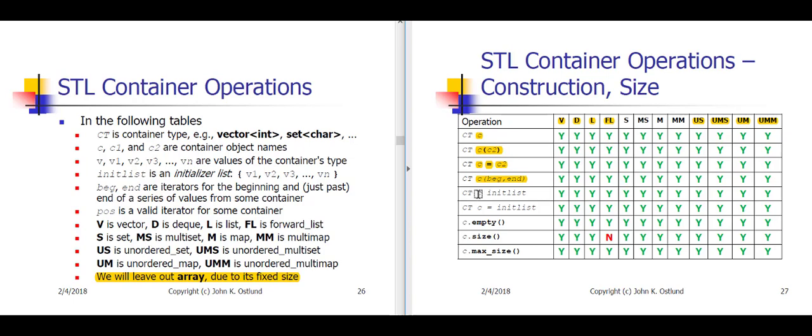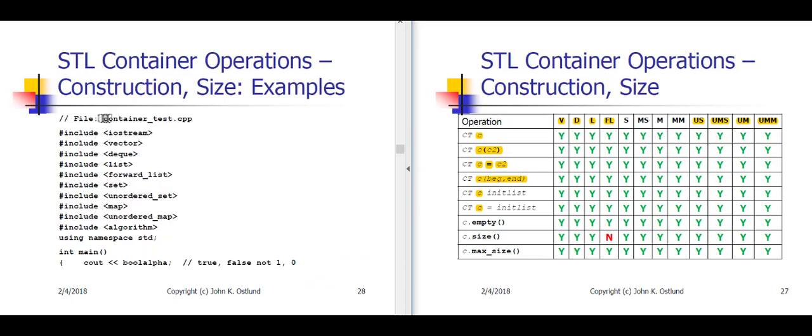We can construct objects using the initialization list notation, either with or without the equal sign. The initialization list notation, recall, is a list of values contained in curly braces and separated with commas. That kind of construction works for all of these different container classes. Let's take a look at several examples of these constructors being used.